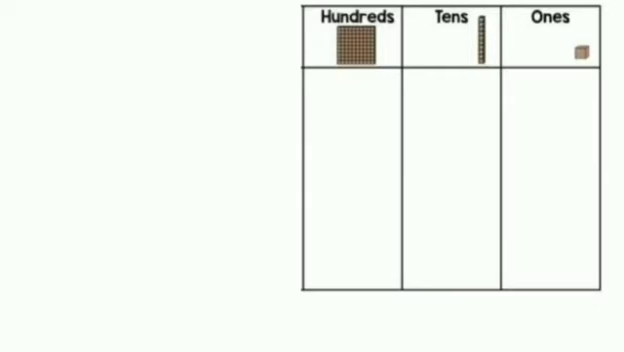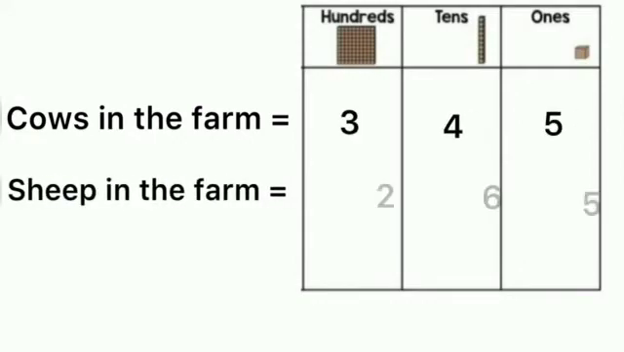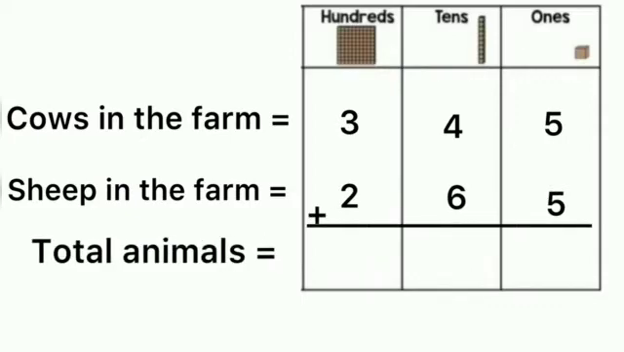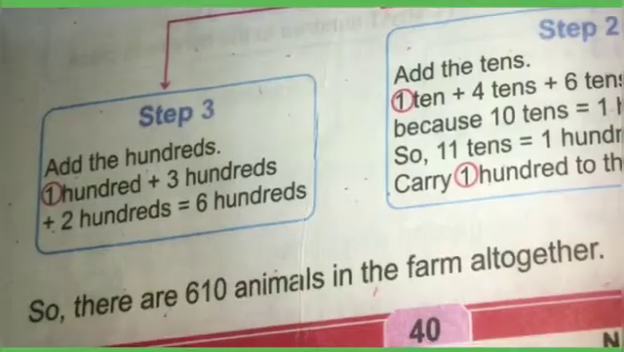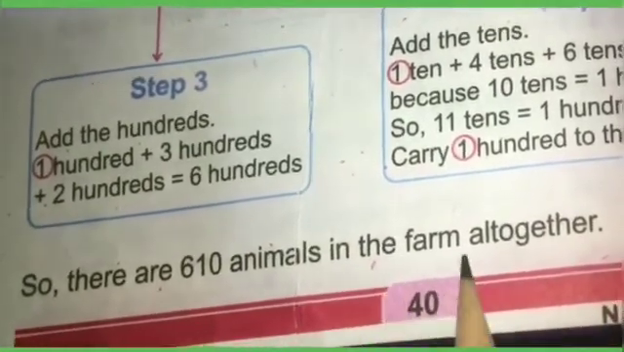So students, we can also show these numbers at hundreds, tens and ones place like this. Cows in the farm 345 and sheep in the farm 265. Students, we have already found the total of farm animals by adding 345 and 265 with the help of blocks, and the answer is 610. So there are 610 animals in the farm altogether.